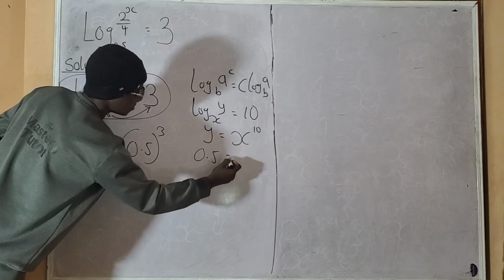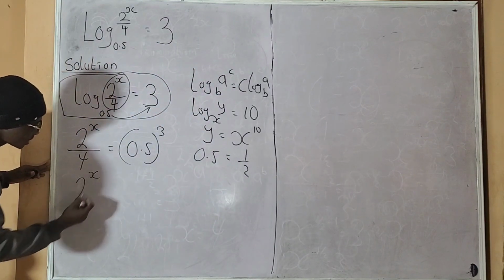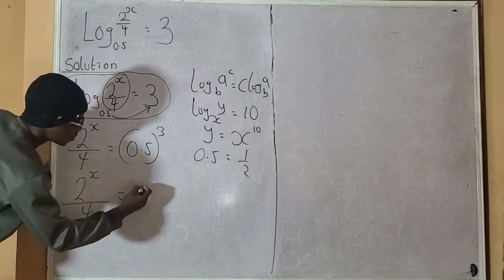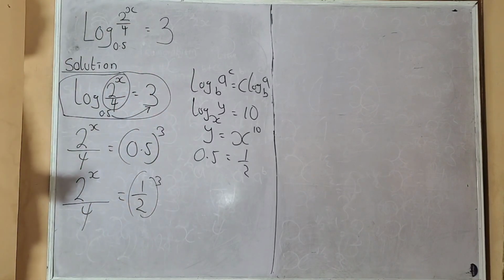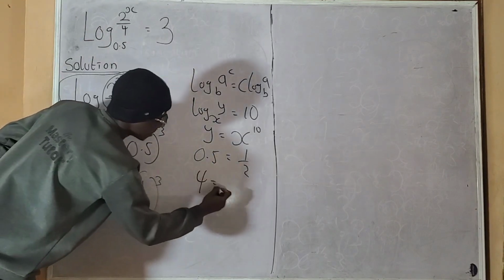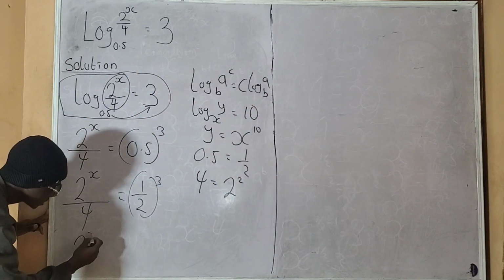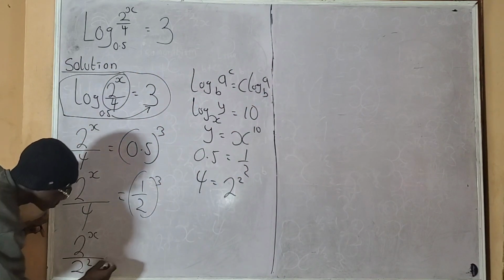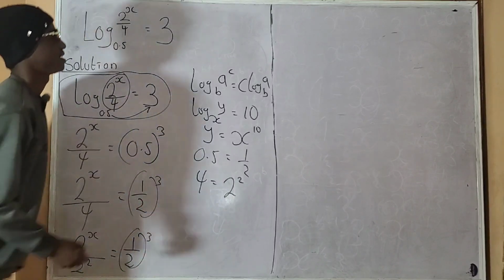0.5 can be written as 1 over 2, right? So I'm going to have 2 raised to the power of x divided by 4 equals to 1 over 2 raised to the power of 3. Any question? Okay, no question. The next step is that 4 can be written as 2 raised to the power of 2. So we're going to have 2 raised to the power of x divided by 2 raised to the power of 2 equals to 1 over 2 raised to the power of 3, right?